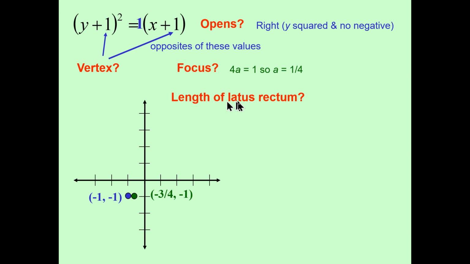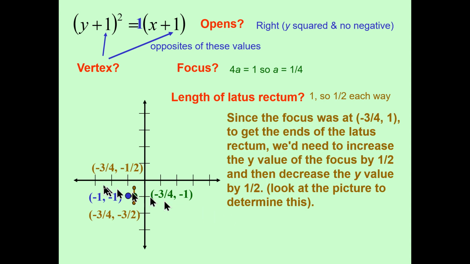The length of the latus rectum is going to be equal to 1. So you go up half a unit. So it's going up half a unit. So that'll go up to a minus 1/2 here, so it'll be (-3/4, -1/2) going up, and (-3/4, -3/2). So you can see it here. That's what it looks like there. Going up a half and down a half. So you have points on a parabola and you have a vertex. You could sketch a graph from there.